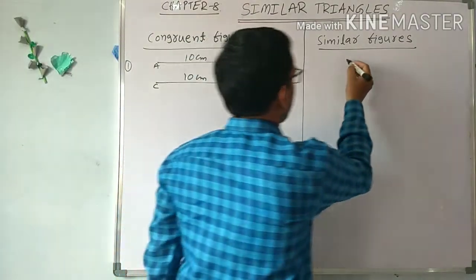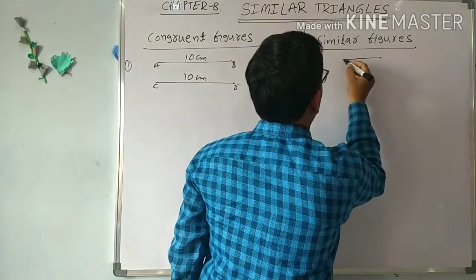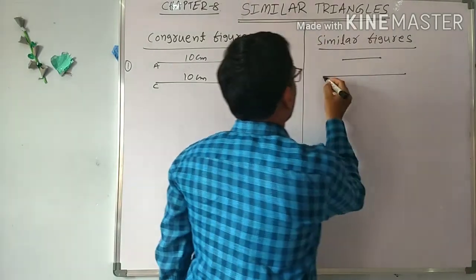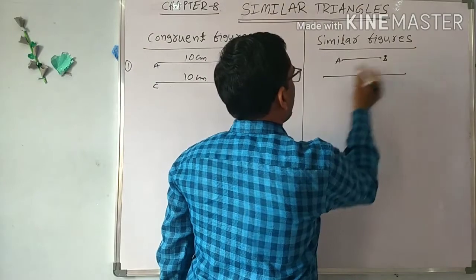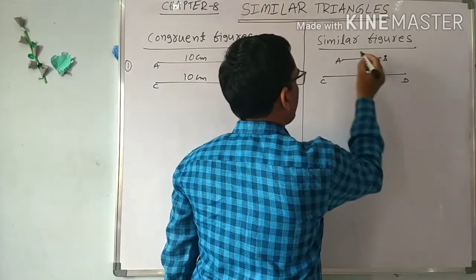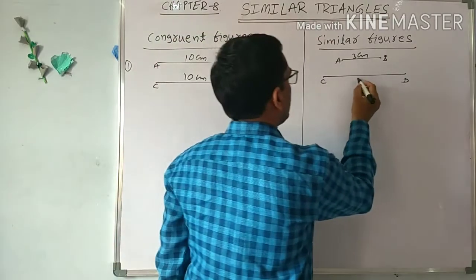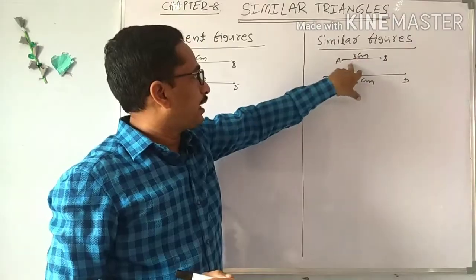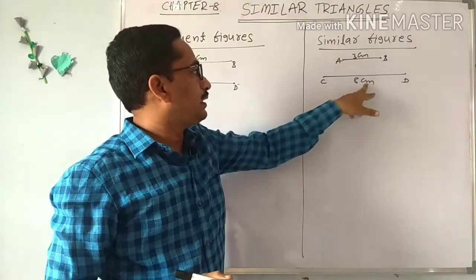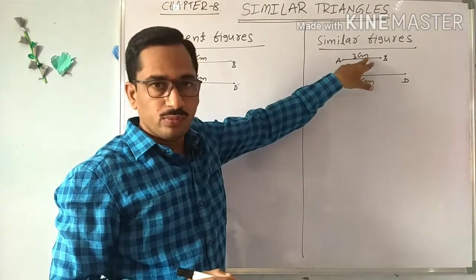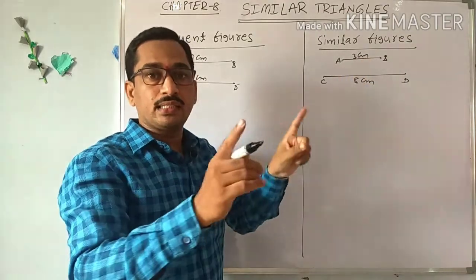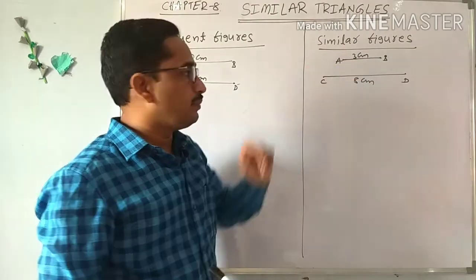Next, see how similar diagrams look. Observe AB, the first line segment, and CD, the second line segment. Suppose the AB length is 3 centimeters and the CD length is 8 centimeters. The shape is the same, meaning both are line segments, but the sizes are different. So these are similar figures.